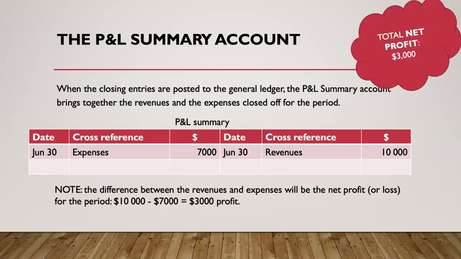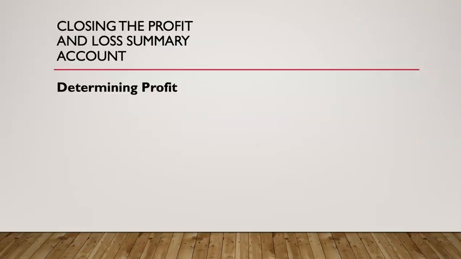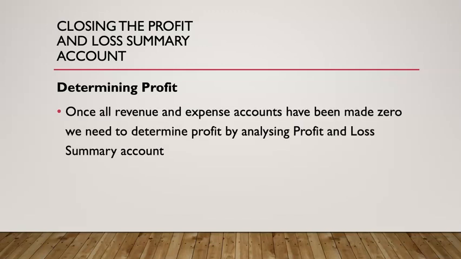But this account is temporary. We need to get rid of this, make it zero so it can disappear, because the only way it can be temporary and disappear is if we actually get it to zero or balancing. So we need to do something to this account. We need to actually determine the profit and close the profit and loss summary account. So once all the revenue and expense accounts have been made zero, we need to determine profit by analysing the profit and loss summary account, which we have done.